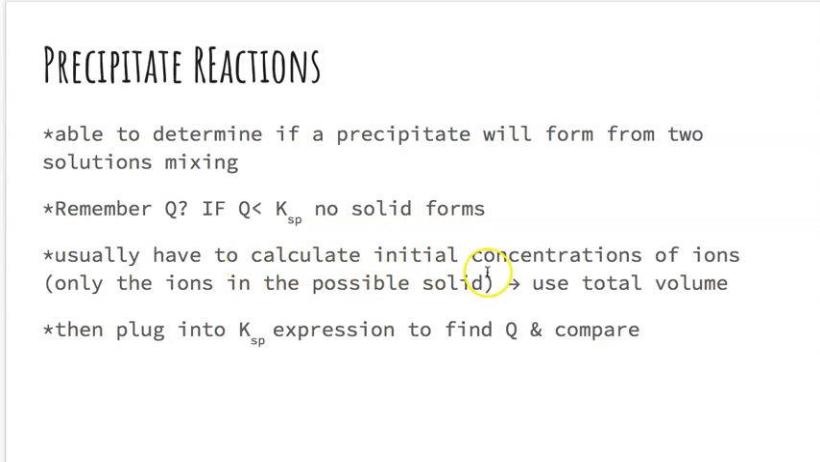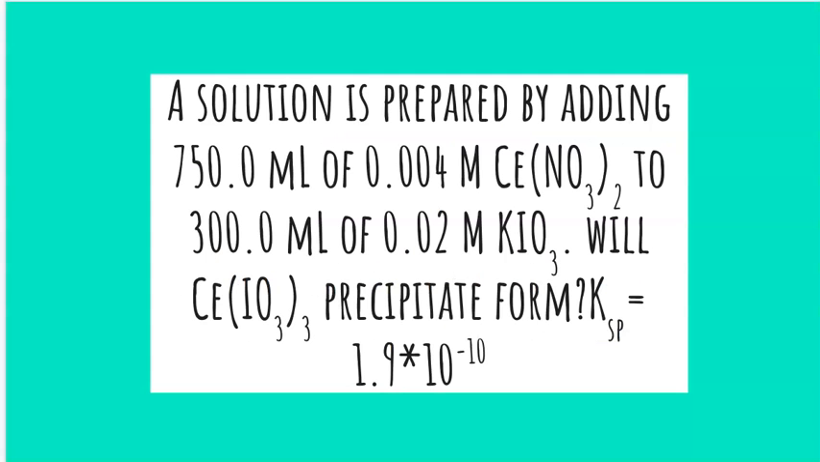Usually you'll find the initial concentrations of the ions. Make sure that when you find those concentrations, though, you're putting the total volume together because we're mixing two liquids. You'll plug into that normal KSP expression and just look at Q, your answer. If Q is less than KSP, no solid forms. If Q is greater than KSP, then a solid will form. So you guessed it. I'm going to have you practice that as well.